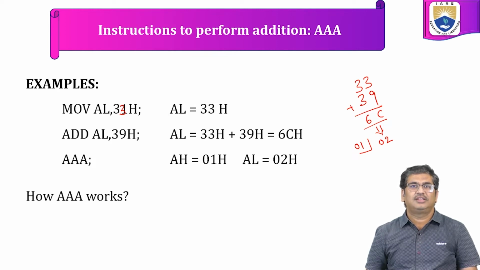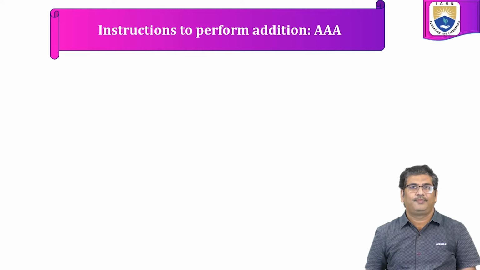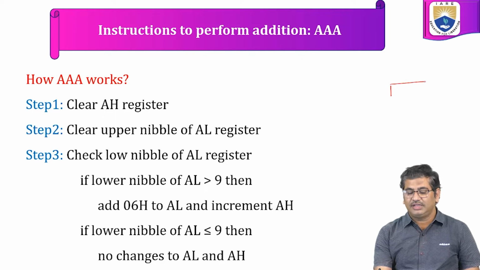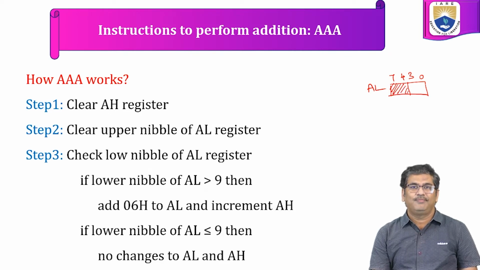We will take a few examples. The various steps which take place for executing the AAA instruction are: in step 1, clear the AH register. Step 2, clear the upper nibble of the AL register. As the AL register is an 8-bit register, bits 0 to 3 are the lower nibble, and bits 4 to 7 are the higher nibble. So the upper nibble, that is bits 4 to 7, will be cleared.